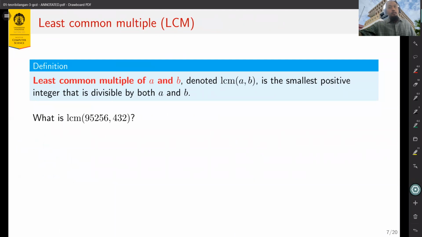Next, the opposite, sort of the dual of GCD, is LCM, or least common multiple. If for GCD you look at the common divisors and find the greatest, now for LCM, you want to find the common multiples of both numbers and look at the smallest one. So for example, what is the LCM of this? What do you think? What is the LCM of that number?